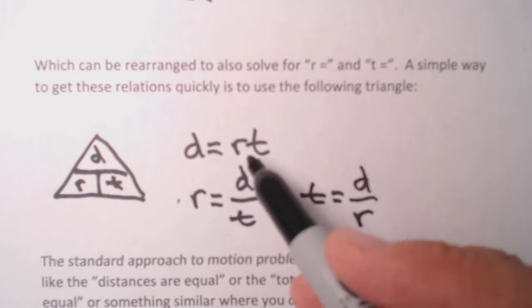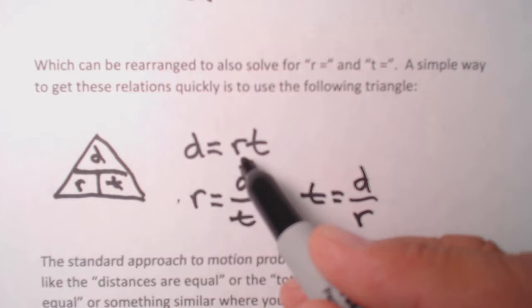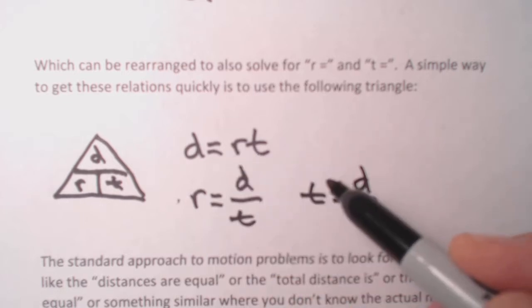And this works with any type of equation. It has 3 variables in it, 1 on the left and 2 on the right, multiplying each other.